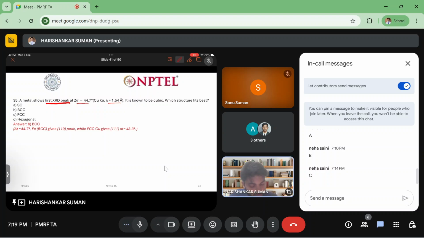So the answer will be BCC. It gives a 100 peak around 2 theta equal to 44.7.